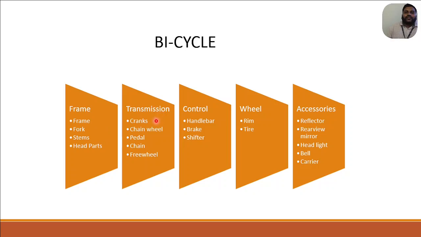Following that, the transmission has the final chain, cranks, chain wheel, pedal, chain, and free wheel. The controls are the handlebar, brake, and shifter. The wheels mean the rim and tire. Accessories are the reflector, rear view mirror, headlight, bell, and carriers. So this is how the parts will be split up, and based on all these aspects, the quantity will be given.